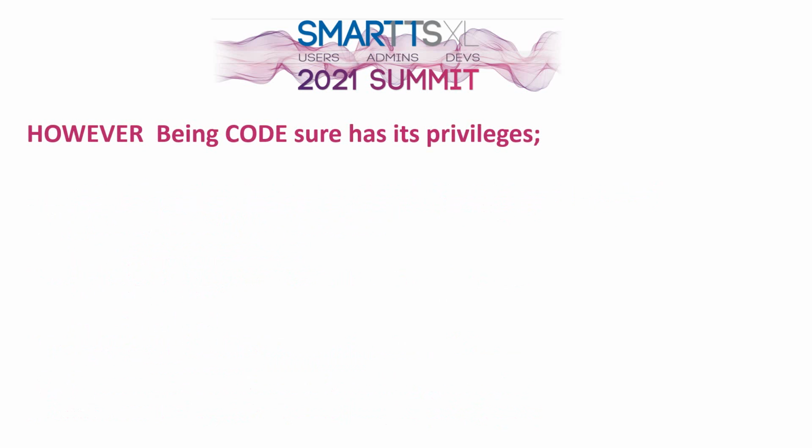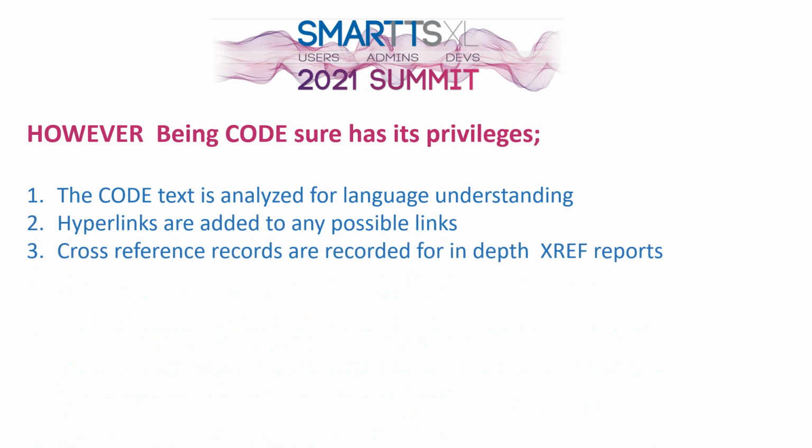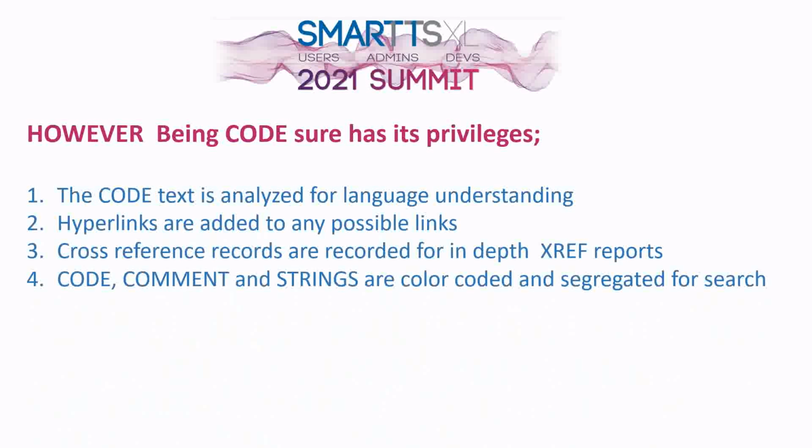However, being code sure has its privileges. For example, when you load code, the text is analyzed for language understanding. Hyperlinks are automatically added to any possible links. Cross-reference records are recorded for an in-depth cross-reference report between and amongst all the code documents. Code, comment, and strings are color-coded and segregated for search, allowing you to perform searches only on strings or only on code or only on comment.